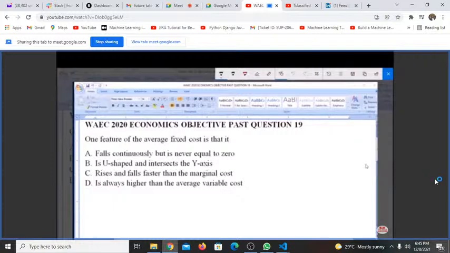One feature of the average fixed cost is that it A, falls continuously but is never equal to 0. B, is U-shaped and intersects the y-axis. C, rises and falls faster than the marginal cost. D, is always higher than the average variable cost.